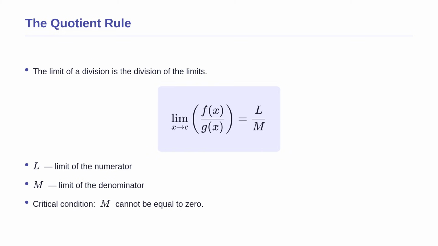In mathematics, dividing by 0 is undefined and breaks our standard rules of arithmetic. If m is 0, this specific rule fails and you must use more advanced algebraic tricks to find the limit. But as long as m is not 0, you can divide safely. As the denominator limit m increases, the overall fraction becomes smaller.